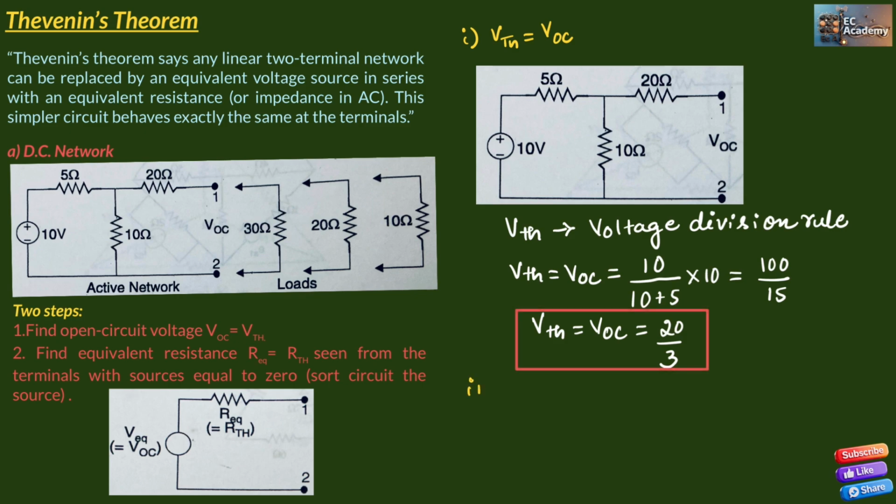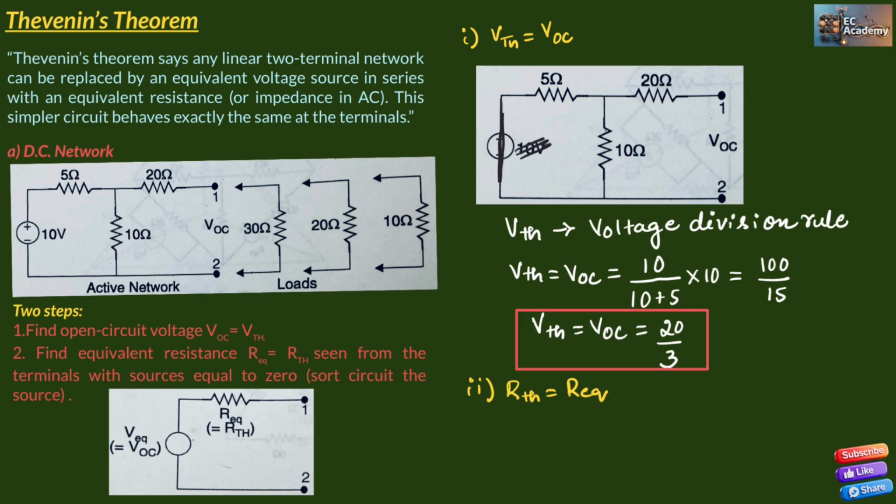Now let us find the equivalent Thevenin's resistance, which is RTH, the same as R equivalent. To find Thevenin's equivalent resistance in this circuit, we need to short circuit the voltage source, or we can make this voltage source 0. If we short circuit this voltage source, there will be no voltage across this terminal. So from this circuit, we can write the equivalent resistance is 5 ohm parallel with 10 ohm, which will be in series with 20 ohm.